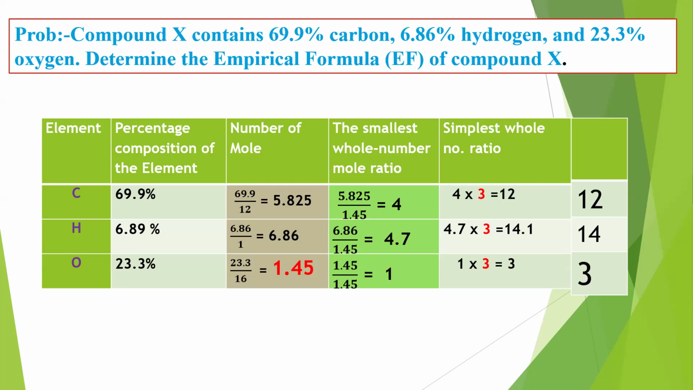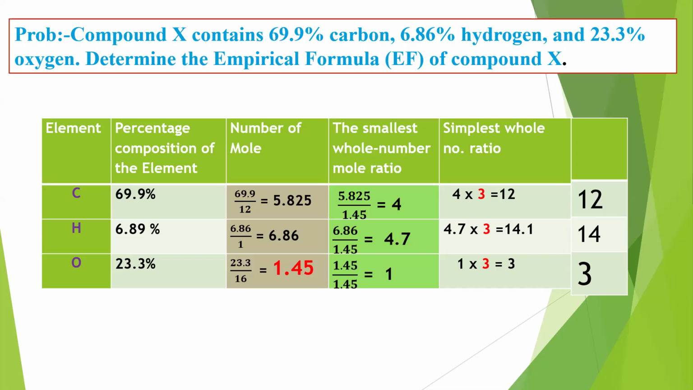Similarly, you have to multiply carbon as well as oxygen. Here, carbon you got 4 into 3, then 12, okay, 12 carbon atoms are there. Then what about hydrogen? 4.7 into 3, then you will get 14.1. Oxygen 1 into 3, then 3 oxygen atoms are there.